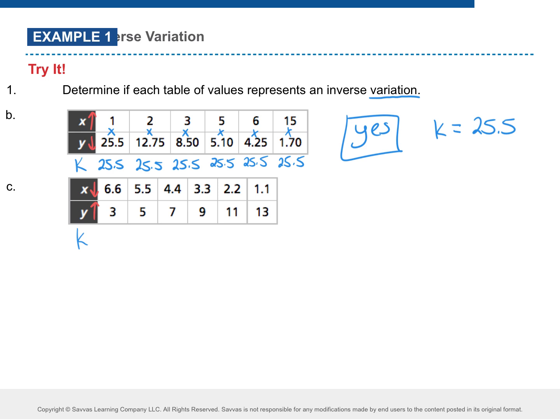Okay, now going back to B. What's 6.6 times 3? 19.8. So if this is an inverse variation, what should the rest of these values be? Also 19.8. 5.5 times 5. 27.5. Do we need to check the rest of these? No. Why not? Because it's not. It's already not one because these two don't match. There is no constant of variation. Yep, if it doesn't match, that means there's no constant of variation.